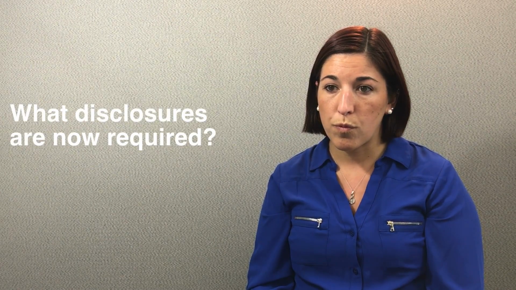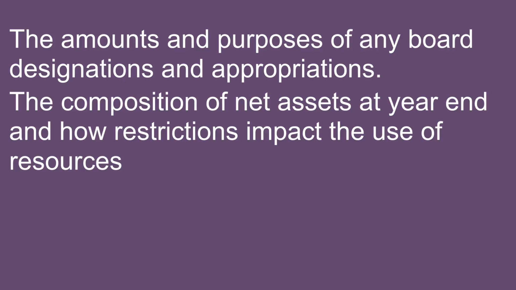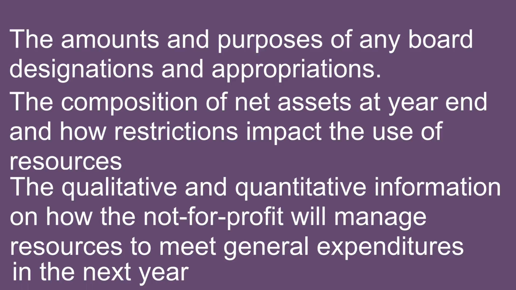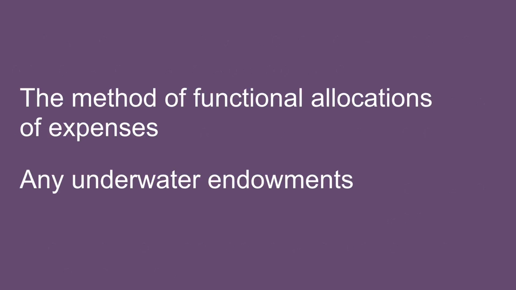What disclosures are now required? The amounts and purposes of any board designations and appropriations, along with the composition of net assets at year end, and how restrictions affect the use of resources, the qualitative and quantitative information on how the not-for-profit will manage resources to meet general expenditures in the next year, the method of functional allocations of expenses, and any underwater endowments.